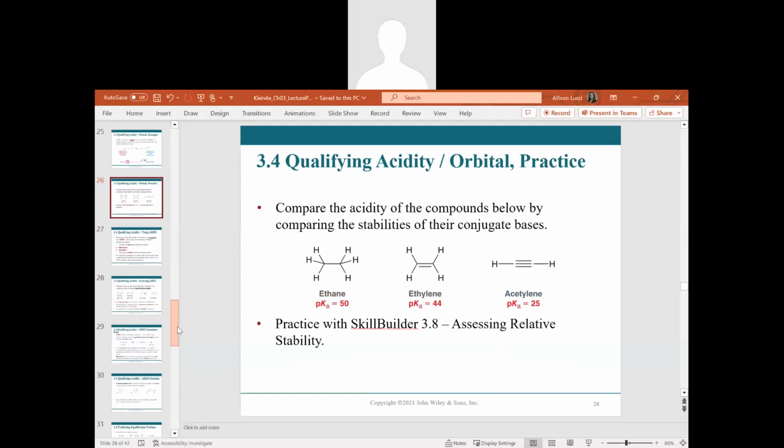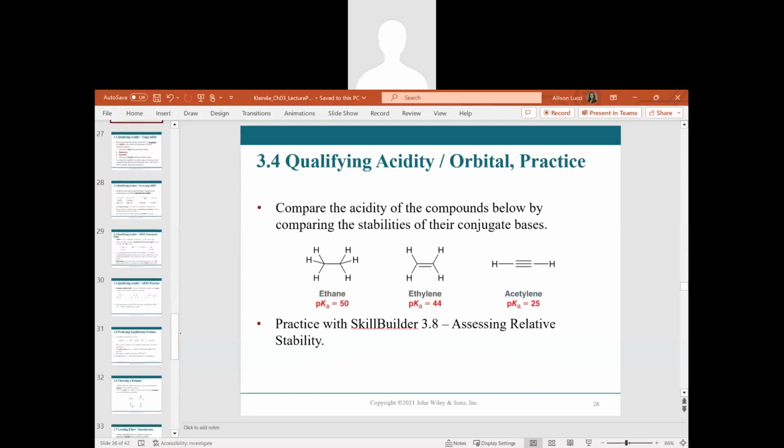So the last few slides in this section, actually there's quite a few, so we'll keep going here. Let's look at some more orbital practice. So if you recall, we can look at this carbon here, and we can see that all of these bonds would be sp3 hybridized between the 3 hydrogens and then to the other carbon.